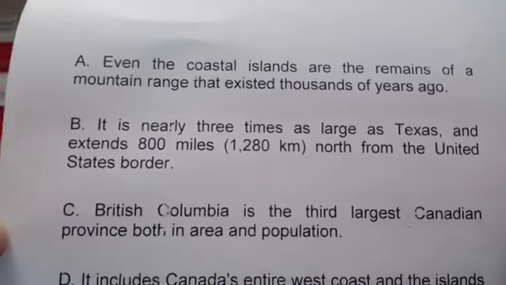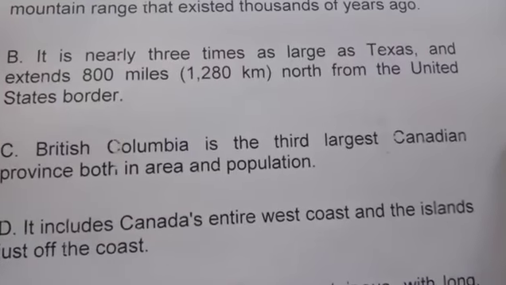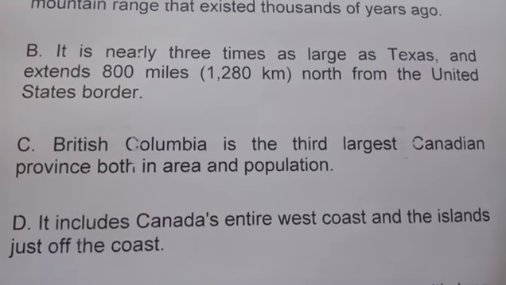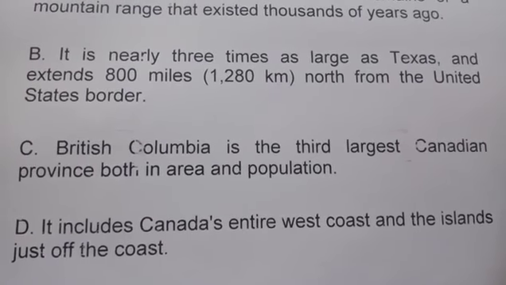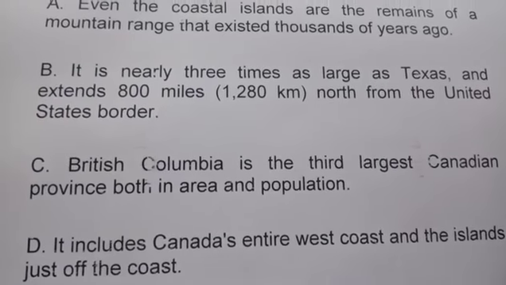So after C, it has to be B. It is nearly 3 times as large as Texas. And what is it? It is British Columbia. So it is nearly 3 times as large as Texas and extends 800 miles north from the United States border.